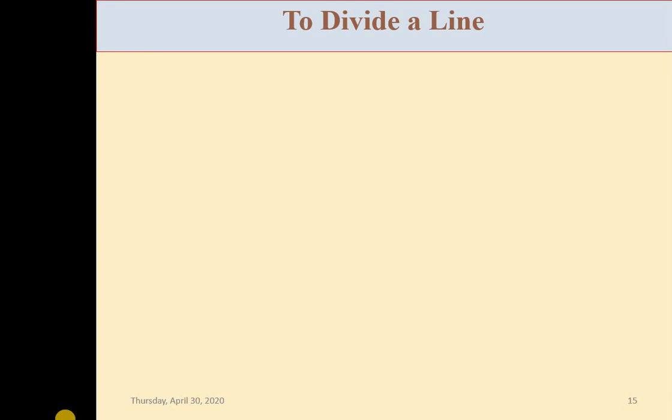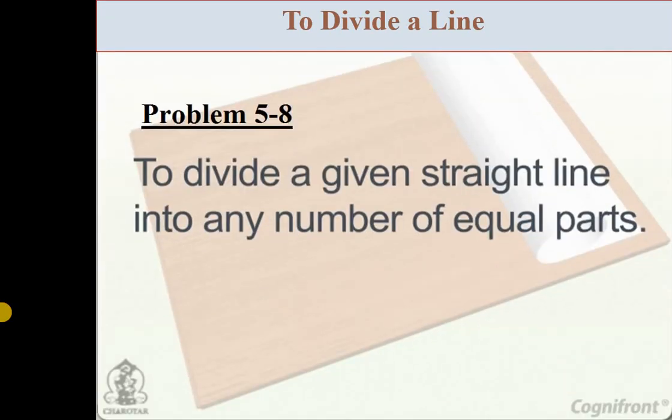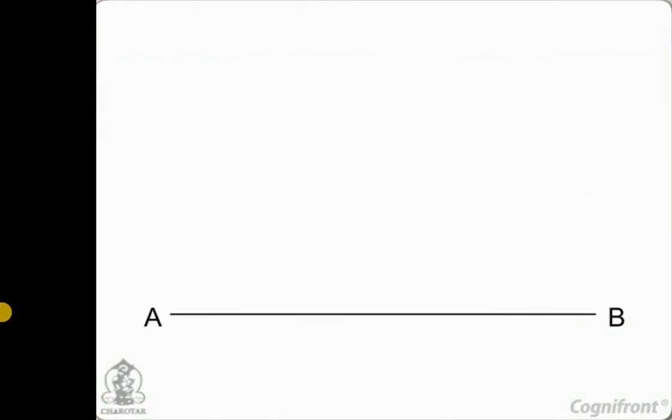into equal parts by using a protractor and a compass, without using any ruler or any measuring instrument? So, for example, to divide a given straight line into any number of equal parts. AB is the given line, and suppose we have to divide it into 7 equal parts.